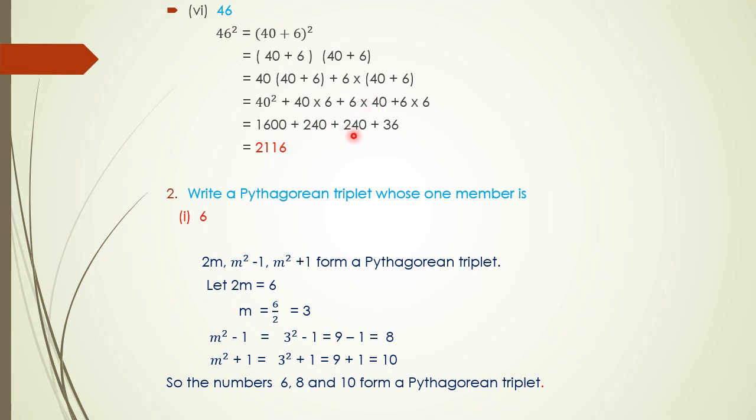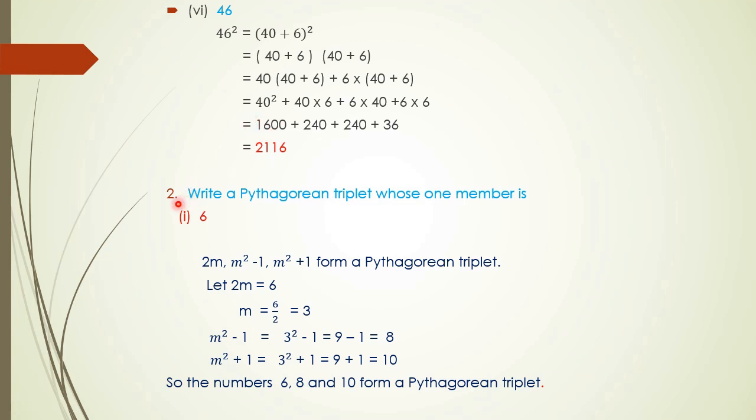Okay, 40 square is 1600 and 40 into 6 is 240. 6 into 40 is 240, 6 6s are 36, and we are writing the plus sign in between. Okay, and adding these numbers we get 2116. So 46 square is 2116. Okay children, we have got 6 questions and I have solved 3 questions here. The remaining 3 you do as homework. Okay children, you can use another book for doing homework as we usually do in our school.